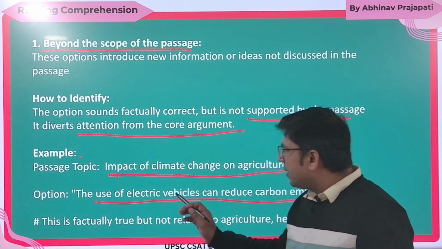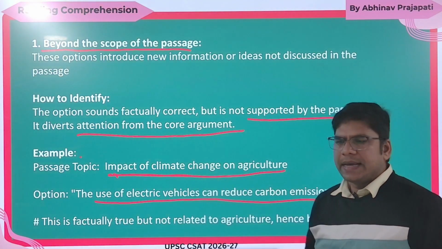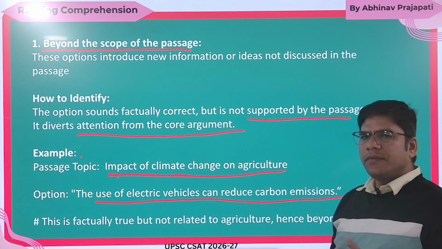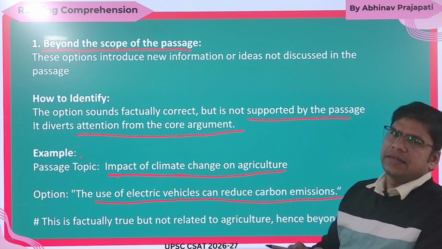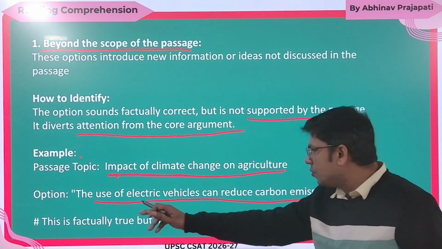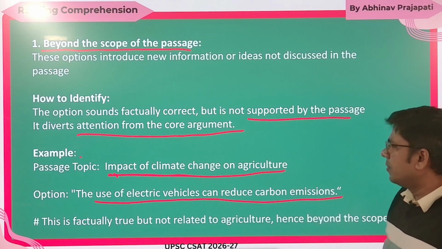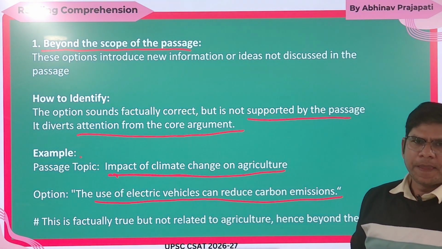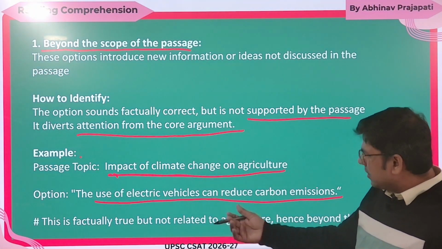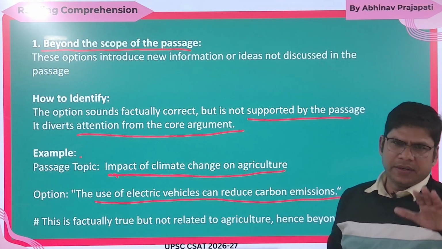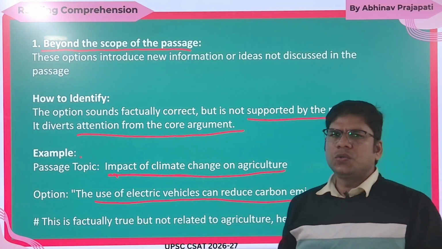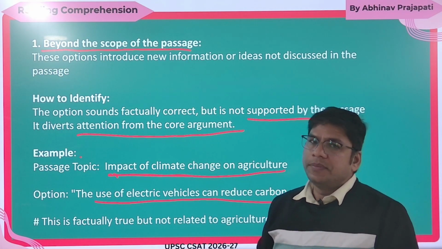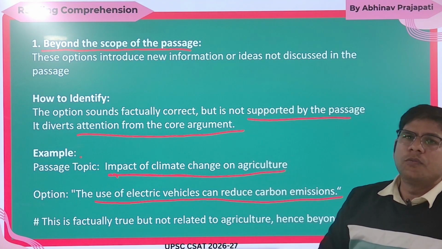So here the core thing is what the author has discussed: the impact of climate change on agriculture. The argument of the author is limited to agriculture only, but here the use of electric vehicles can reduce carbon emission. So this is beyond the scope of the passage. This might be true in the real world, outside the passage. When you use electric vehicles, carbon emission will reduce. So this is true, but not supported by or aligned with the passage. So these types of options should be eliminated based on this tool, beyond the scope of the passage.